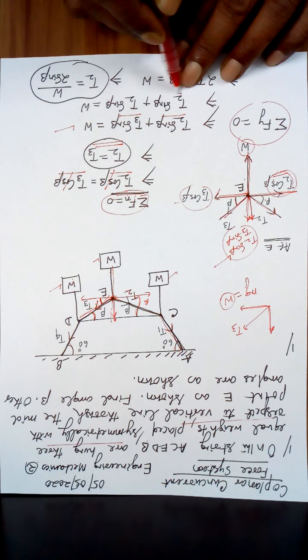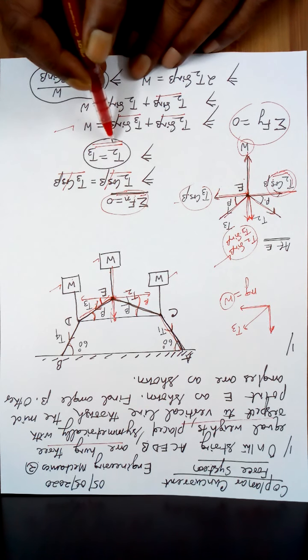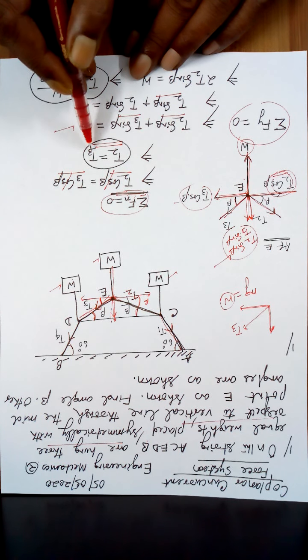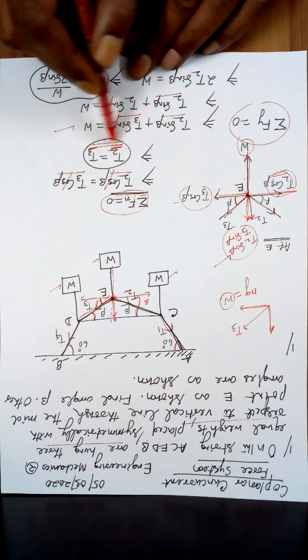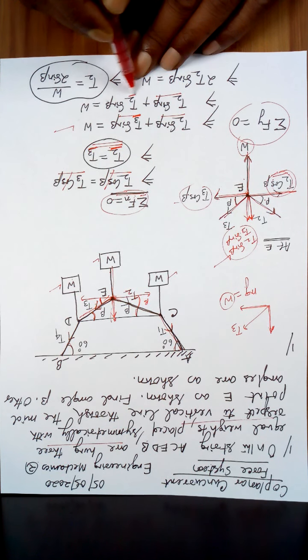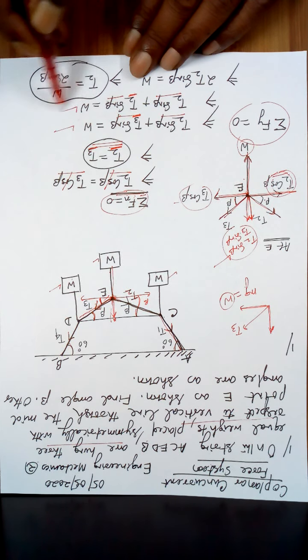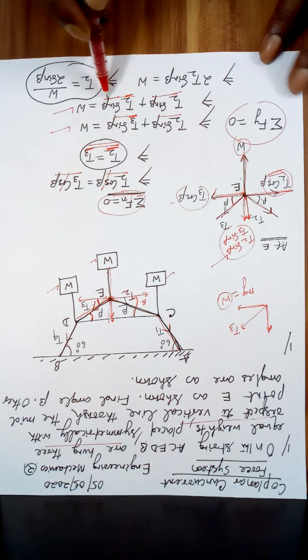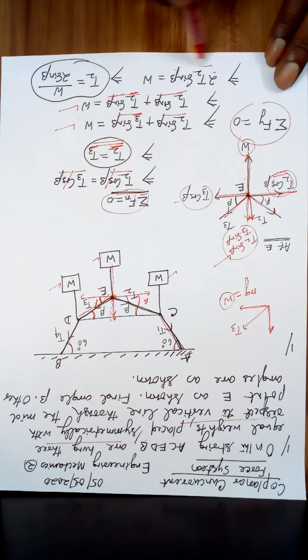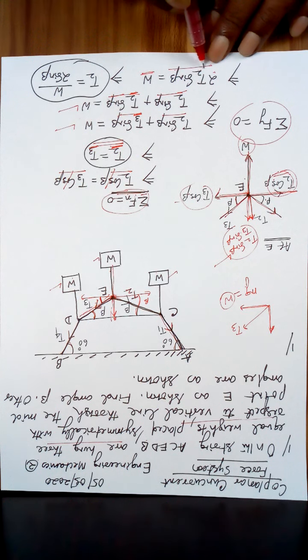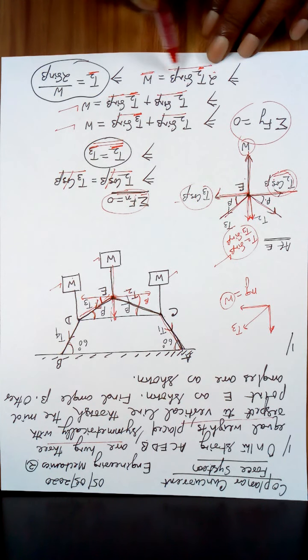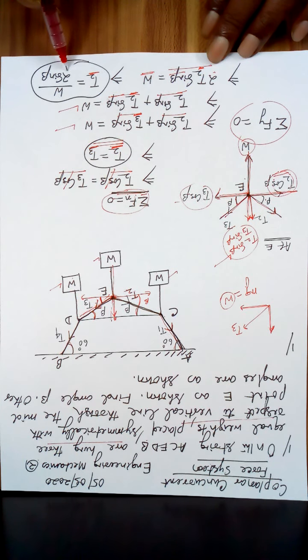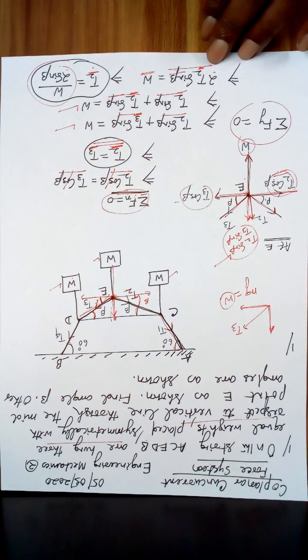Now T2 sine beta, I keep it like this. We have just proved T2 is equal to T3, means for T3 I can substitute T2. So for T3 I substitute T2 sine beta, so is W. T2 sine beta twice, T2 sine beta is equal to W. Therefore T2 is equal to W over 2 sine beta, right?